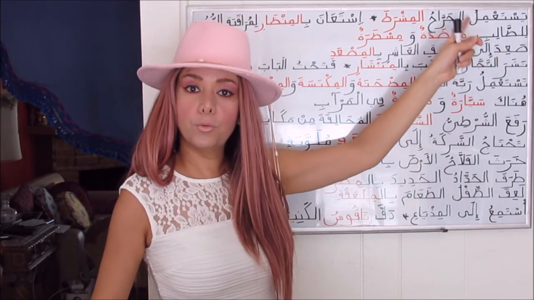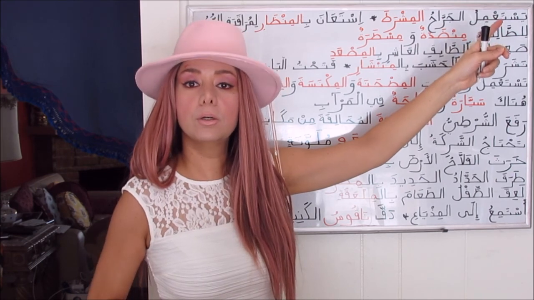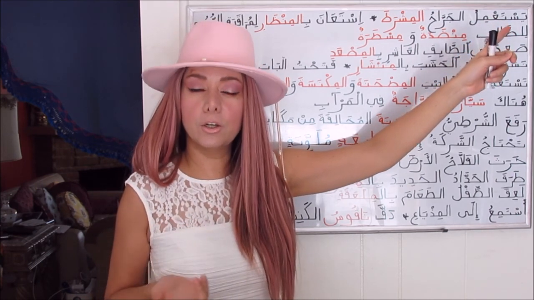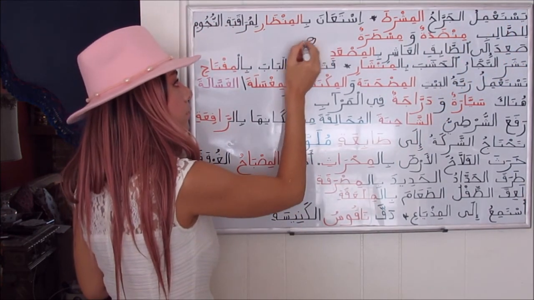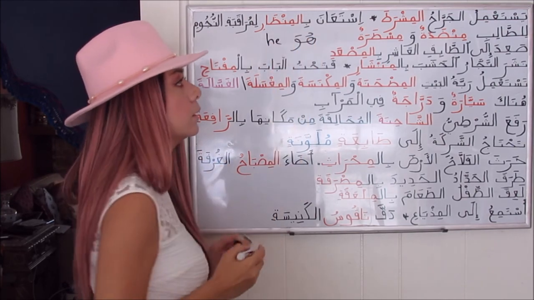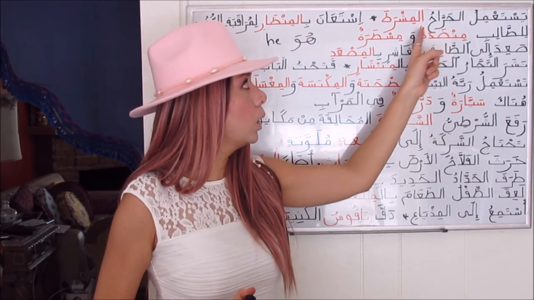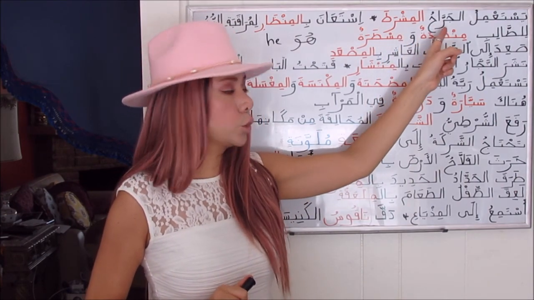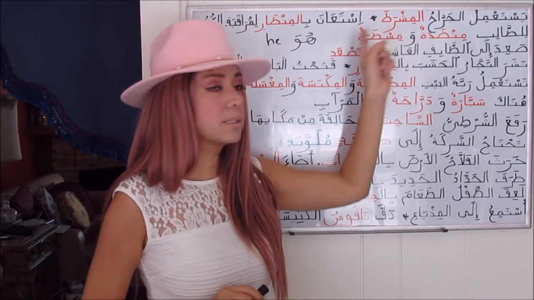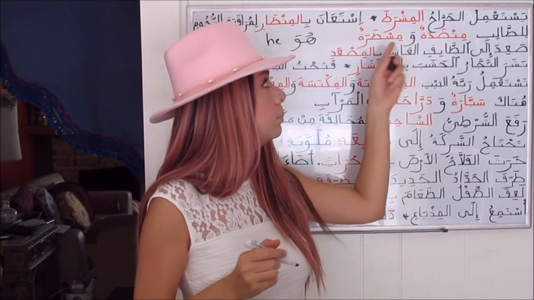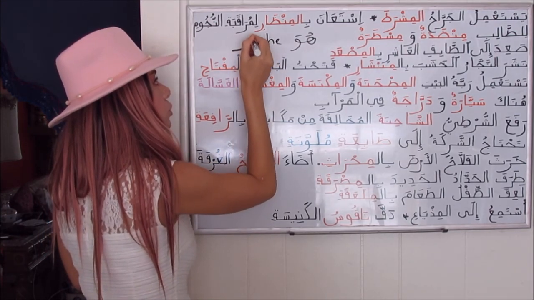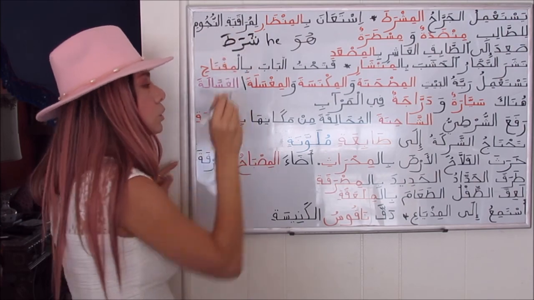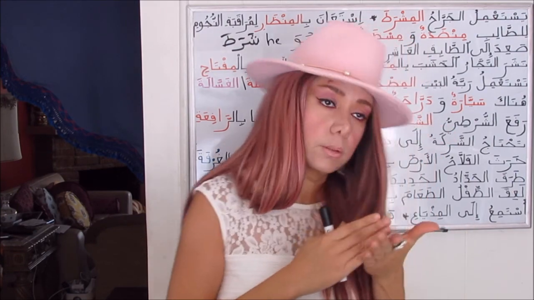يستعمل. The verb استعمل, to use, conjugated in the present tense, third person singular, masculine. هو, he. يستعمل الجراح المشرط. The surgeon uses the scalpel. Scalpel, مشرط, from the verb شرط. شرط is to gash, to make a cut. Alright?